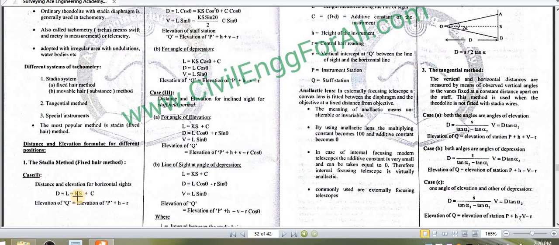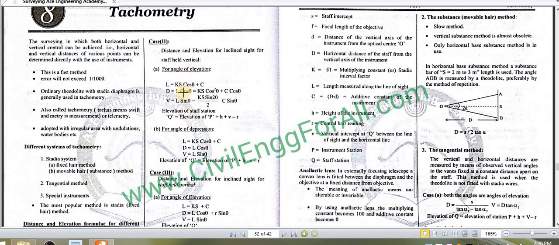You have to put the value of K, which is generally 100 in case of an analytical lens. The S value you will get from the leveling staff, which is your top hair reading minus the bottom hair reading, and C is your additive constant, which is generally taken as 0 because an analytical lens is provided, so the additive constant becomes 0. So by putting all the values in this equation, you can find out the horizontal distance. If you want to find out the elevation of any point Q, you can use this formula: elevation of P plus H minus R.